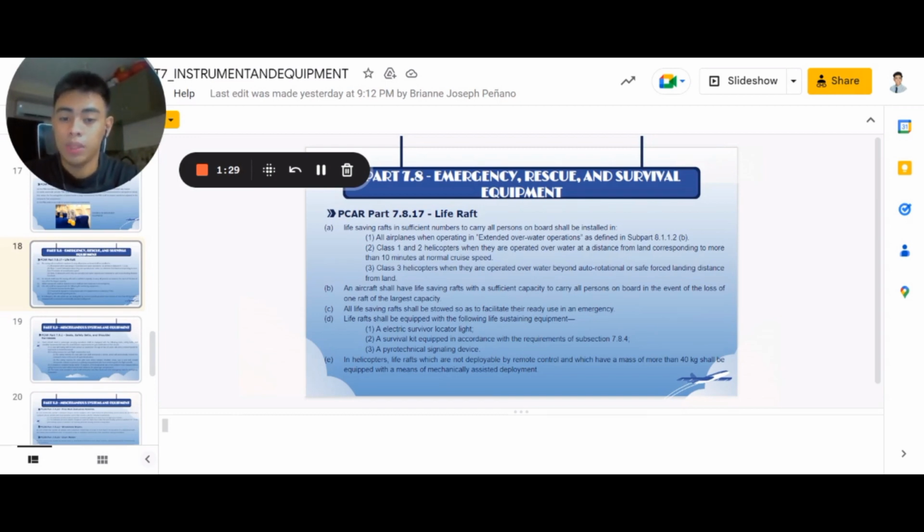Life raft shall be equipped with the following sustaining equipment. So syempre kahit sa life raft meron din tayong mga emergency tools na pwedeng gamitin para if ever mas stranded tayo sa life raft na yon, meron tayong mga gamit in order for us to last. So number one is an electric locator light. Number two is a survival kit equipped in accordance with requirements of subsection 7.8.4. And lastly, a pyrotechnical signaling device. In helicopters, life rafts not deployable by remote control and which have a mass of more than 40 kilograms shall be equipped with the means of mechanically assisted deployment.